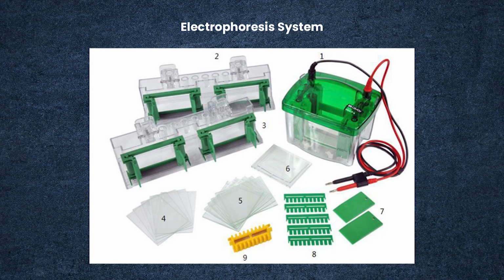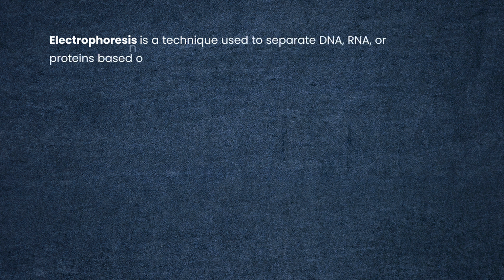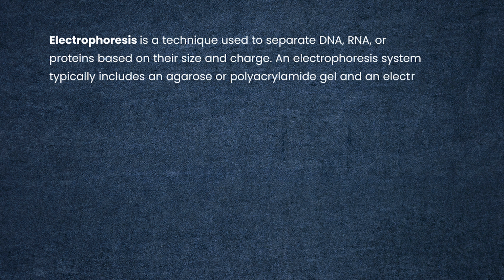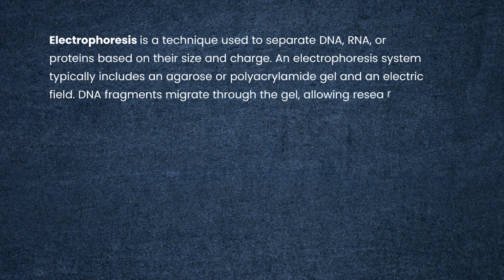The next instrument that we will be talking about is the electrophoresis system. So, basically electrophoresis is a technique which is used to separate DNA, RNA or proteins on the basis of their size and charge. We will be talking more about this in detail. An electrophoresis system typically includes an agarose or polyacrylamide gel and an electric field. DNA fragments migrate through the gel, allowing researchers to analyze and purify DNA samples.